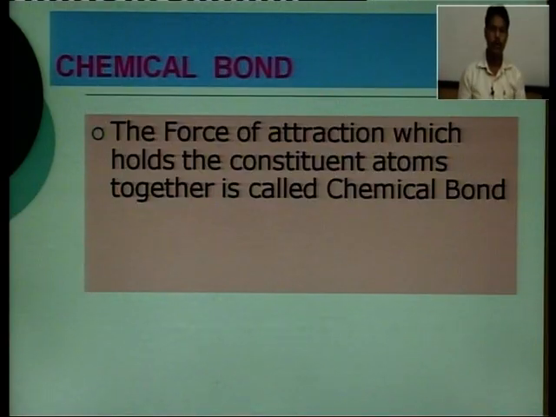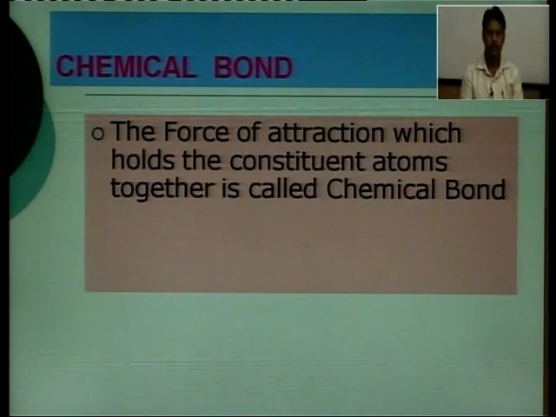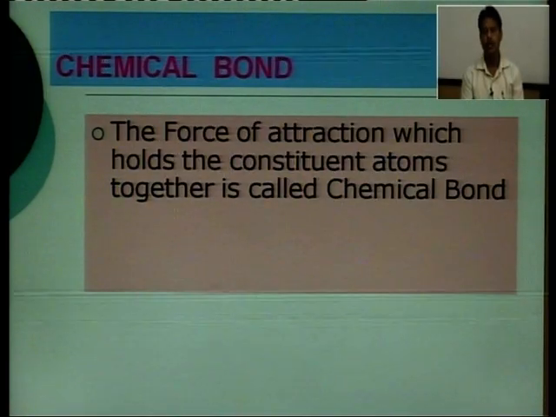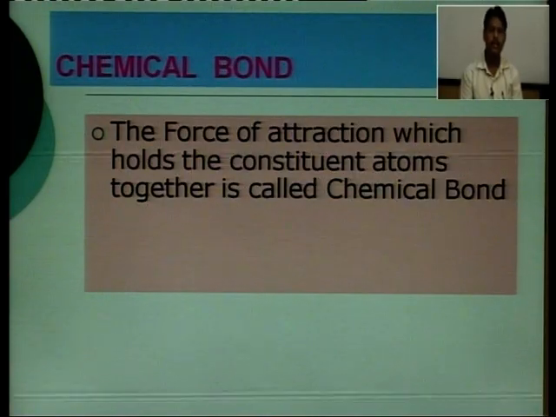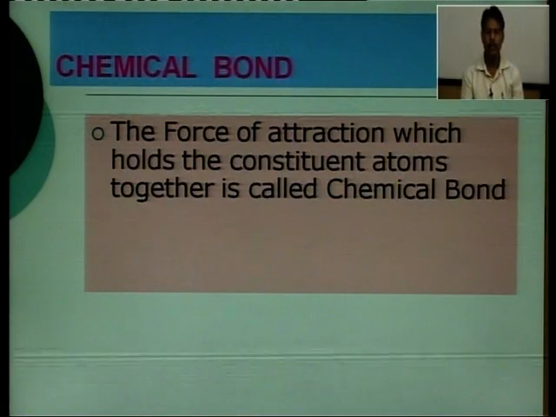The bond is formed when two atoms come close to each other and there is a force of attraction between them. So chemical bond may be of different types. It may be ionic bond, covalent bond, coordinate bond, and other types such as hydrogen bond and metallic bond. Today our topic is orbital concept of covalent bond.